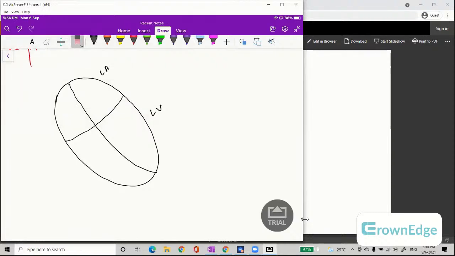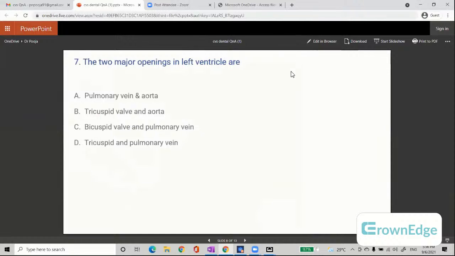And I showed you two different openings. One will be here, one will be here, right? The one opening will be here, to allow the blood from atria to ventricle, and one opening will be here, so that the blood should go to the different parts of the tissue, right? So these are the two openings. Can you give the answer of question number 7? What are those openings?